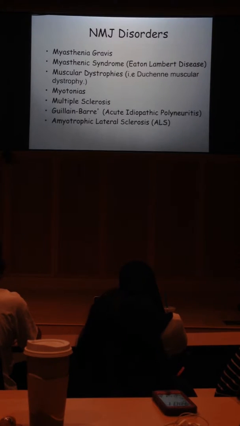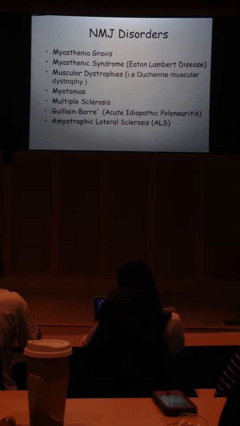Then you have muscular dystrophies, which are pretty much disorders that cause neurodegeneration of the muscle. You have myotonias, which cause prolonged contractions. In this case, you get the exact opposite: with muscular dystrophies, you're getting paralysis and weakness of the muscle, while with myotonias, you get more stimulation.